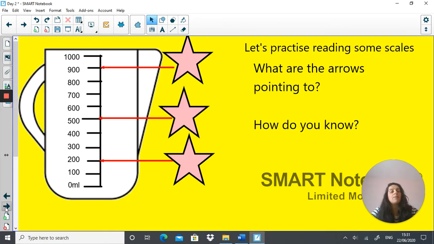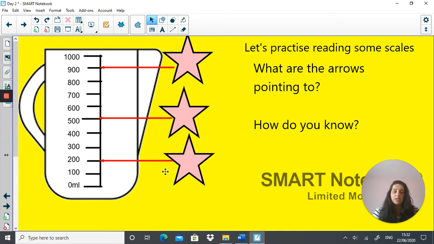So let's start by practicing reading some scales. I have 3 arrows here pointing at 3 different measurements. What do these arrows represent? What measurement? Pause the video, have a go.